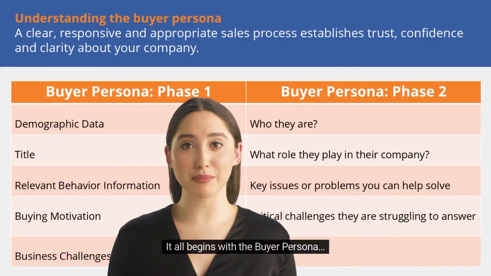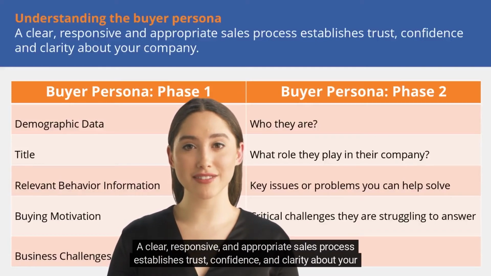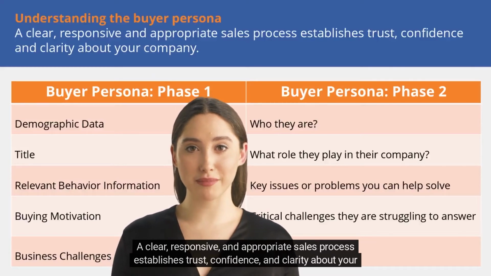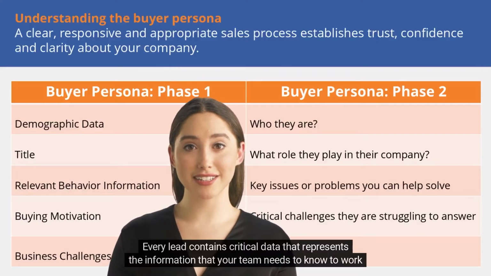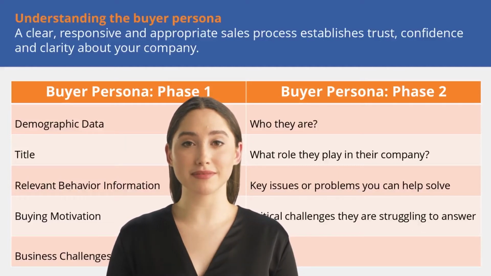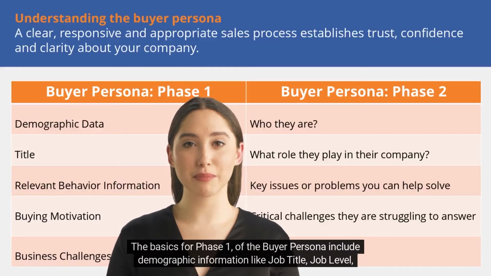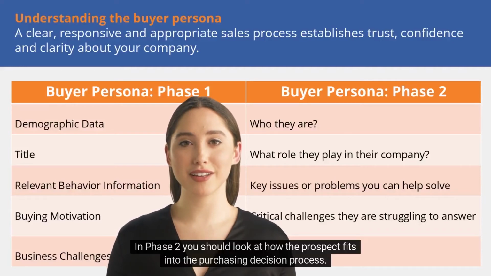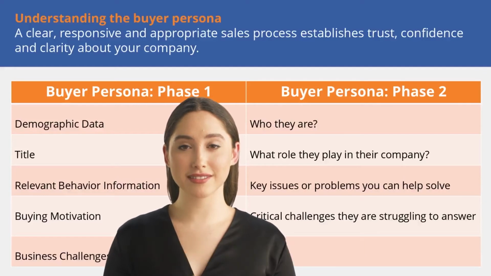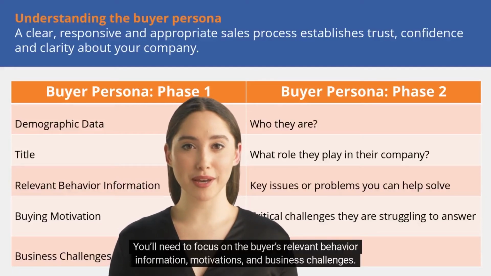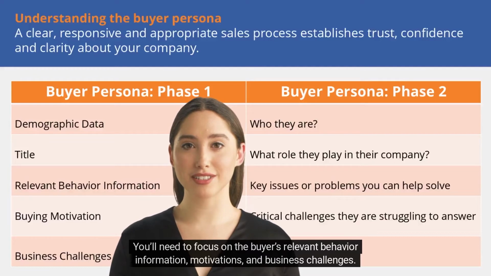It all begins with the buyer persona. A clear, responsive, and appropriate sales process establishes trust, confidence, and clarity about your company. Every lead contains critical data that represents the information that your team needs to know to work the lead. The basics for Phase 1 of the buyer persona include demographic information like job title, job level, company size, and industry. In Phase 2, you should look at how the prospect fits into the purchasing decision process. You'll need to focus on the buyer's relevant behavior information, motivations, and business challenges.